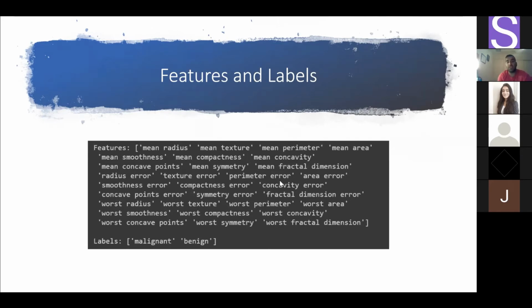But yeah, these are the features that we'll be using to train our model. And the labels, or what we're going to be predicting, is whether our tumor is malignant or benign.